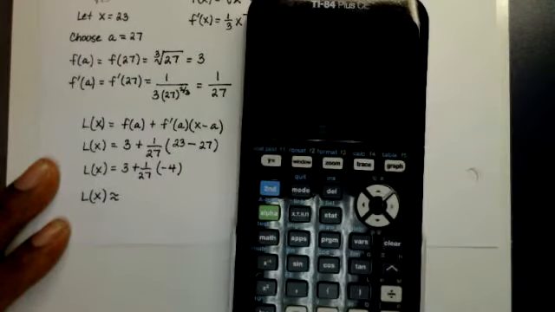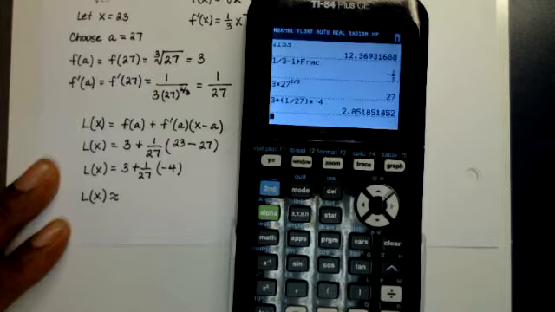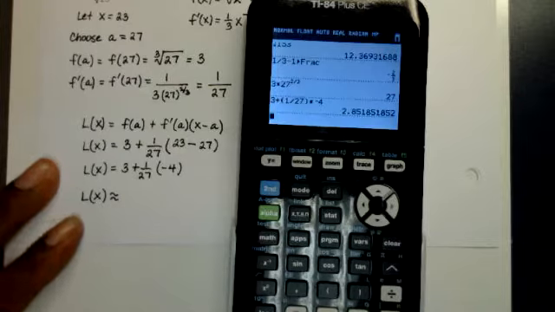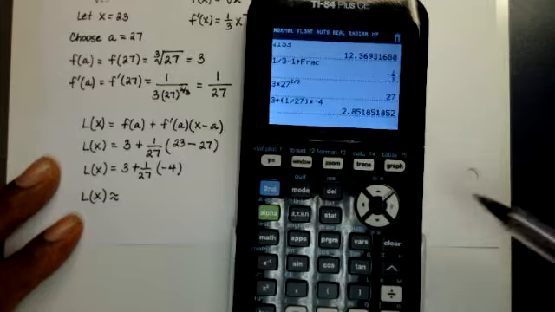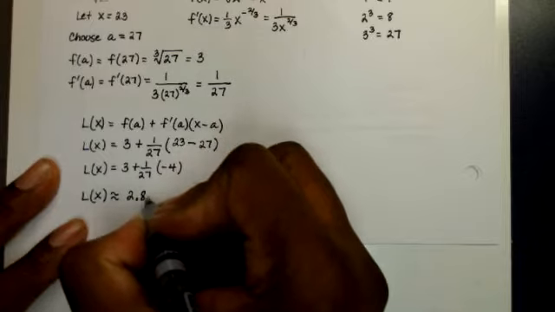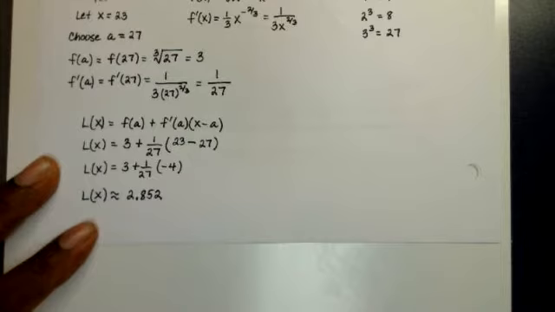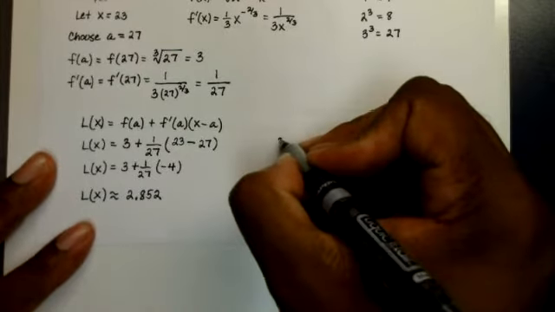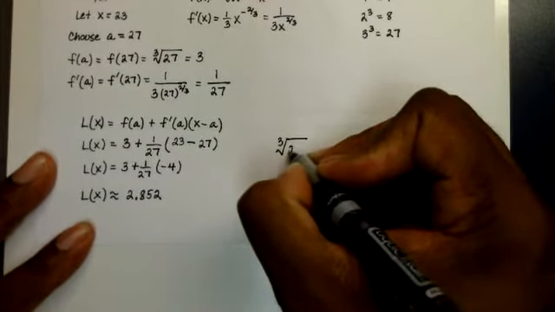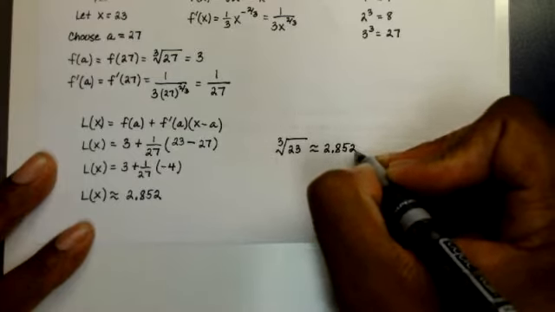So in the calculator, if I do 3 plus, let's see, 1 divided by 27 in parentheses times -4. And let's say I want to round this off to 3 decimal places. This will be 2.852. All right, so that would be the approximate value for this cube root of 23. That's approximately 2.852.